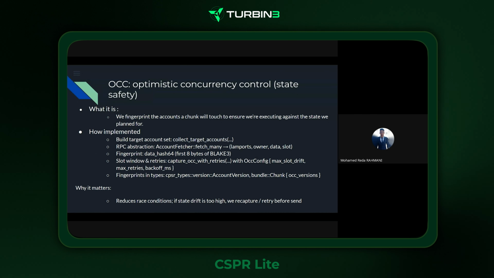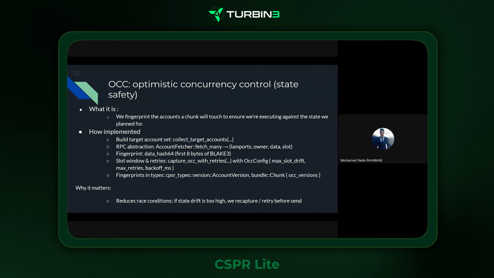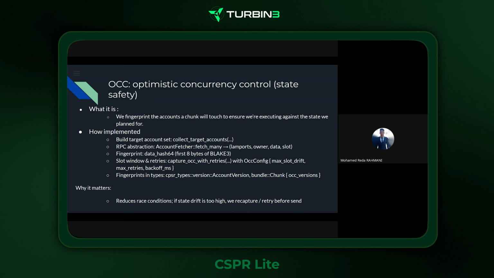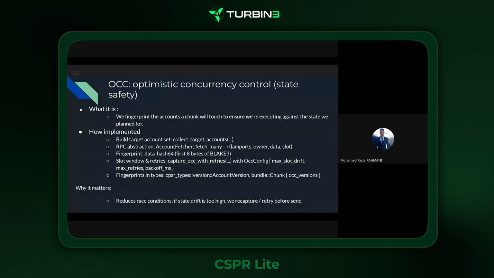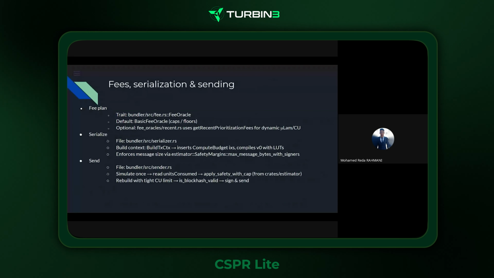The steps: collect the target accounts, fetch their states, including Lamports, owner, data, and slot, and create a lightweight fingerprint using a short hash of the data. Store this fingerprint with the transaction plan, and if the slot drift is too wide, we retry with backup. This avoids the common issue of "it worked in simulation, but it failed on chain." So yeah, and before the last part, we have the fee and serialization.